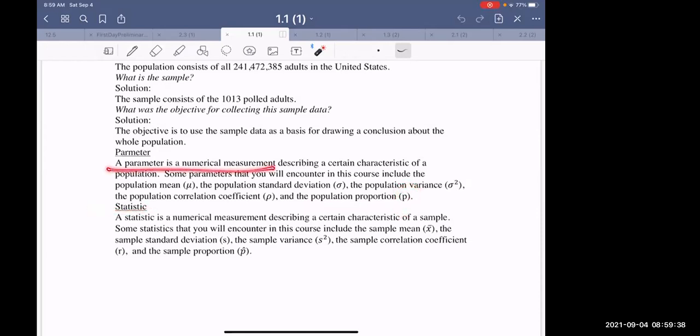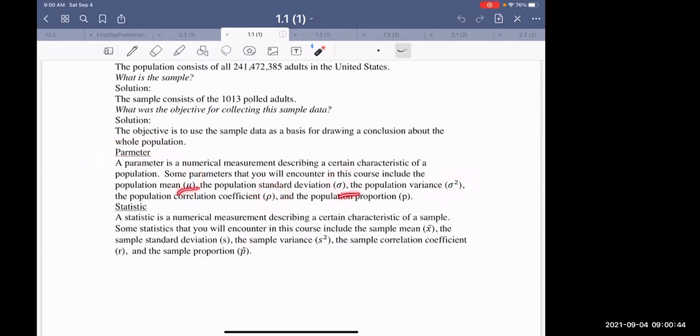A statistic, almost the same. A numerical characteristic for a sample. So if you're talking about a numerical characteristic of a population, parameter. A numerical characteristic of a sample, a statistic. So some statistics that we'll be looking at in this course: sample mean, denoted by an x with a bar. Sample standard deviation, S. Sample variance, S squared. Sample correlation coefficient, R. Sample proportion, P with this little hat, P with a little hat above it, or caret.